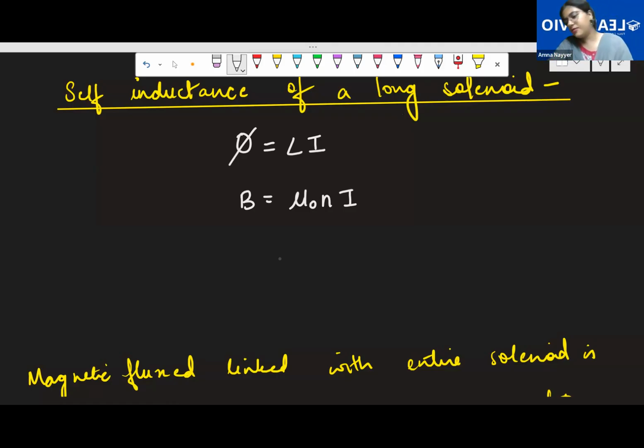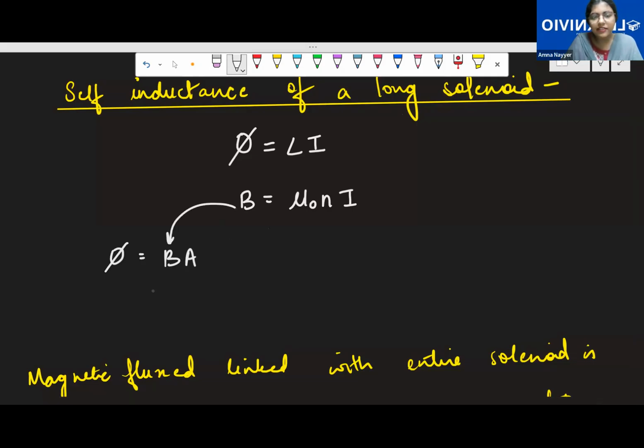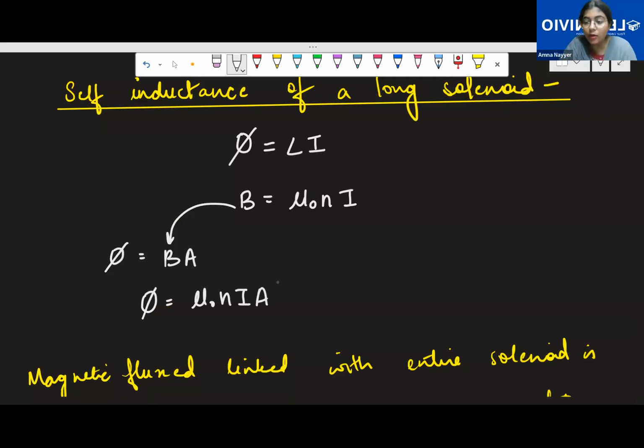So flux is equal to the magnetic field multiplied by the area. If we put in the value of the magnetic field, our flux will be equal to mu naught N i into A. Now for the entire solenoid, if I want to find the self-inductance, I'll have to multiply it with the number of turns again, because this was just the formula that we used. We didn't derive it for the entire solenoid, right?